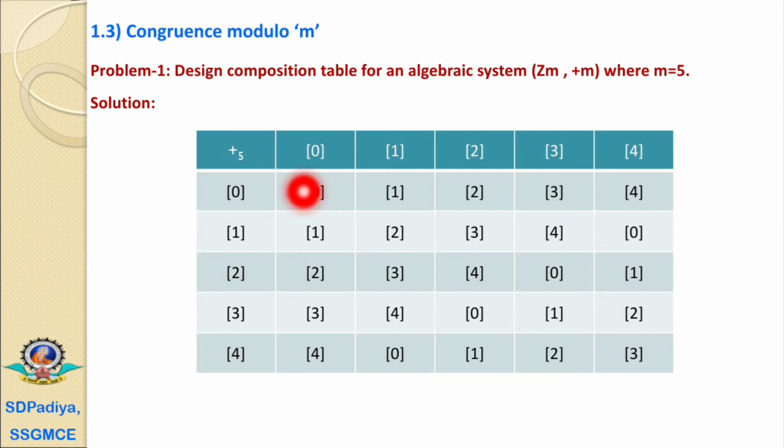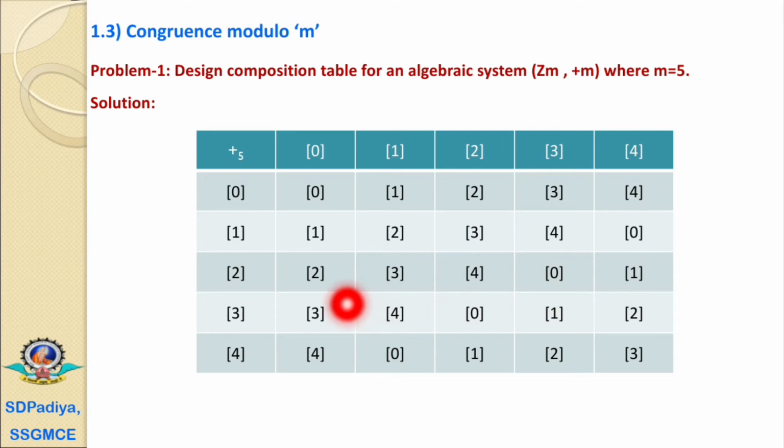That is, 0 plus 0 is 0, 0 plus 1 is 1, 0 plus 2 is 2, 0 plus 3 is 3, 0 plus 4 is 4; 1 plus 0 is 1, 1 plus 1 is 2, 1 plus 2 is 3, 1 plus 3 equals 4, and 1 plus 4 equals 5, but 5 mod 5 is 0. The next will be 2 plus 0 is 2, 2 plus 1 is 3, 2 plus 2 is 4, 2 plus 3 is 5, and 5 mod 5 is 0. The 2 plus 4 is 6, 6 mod 5 is 1.